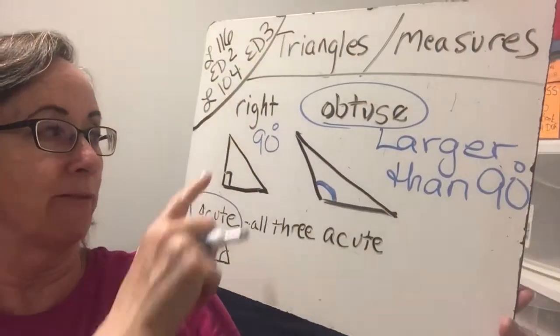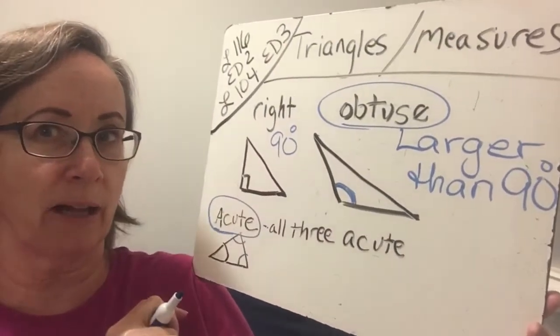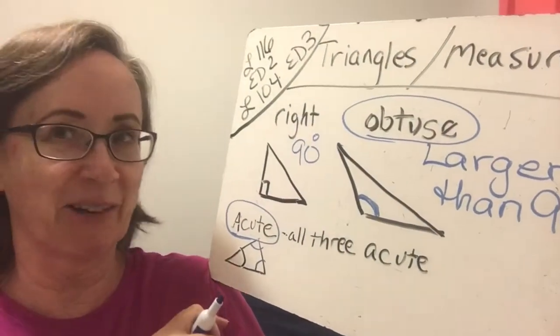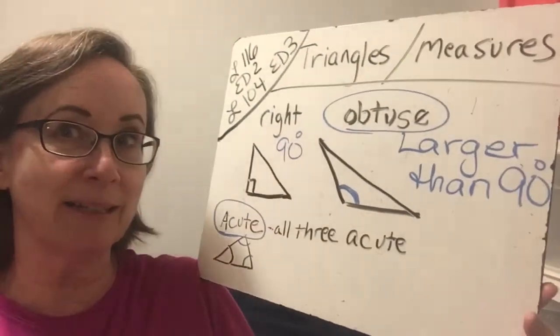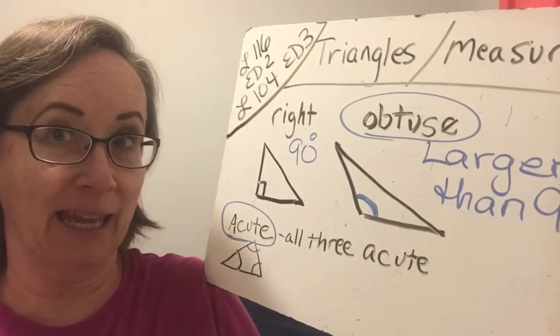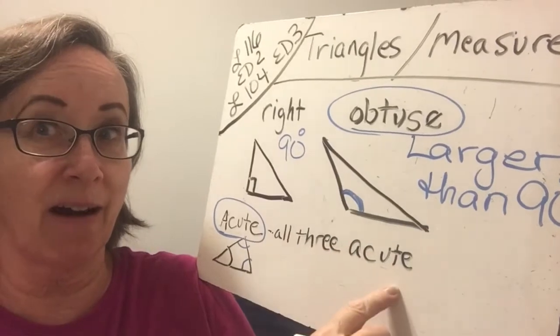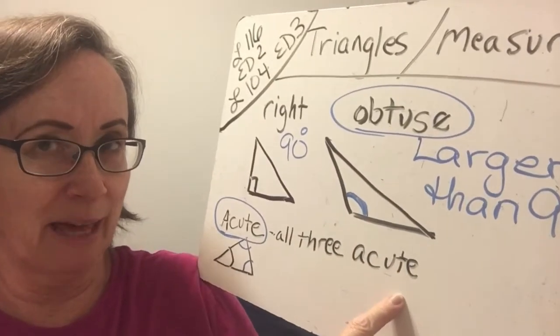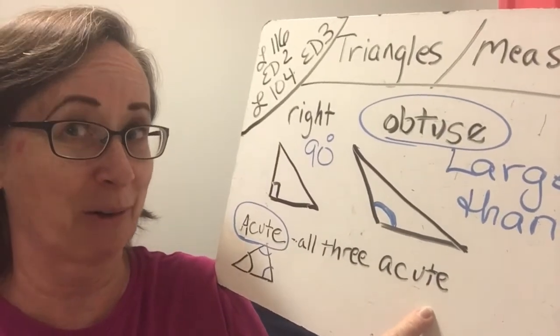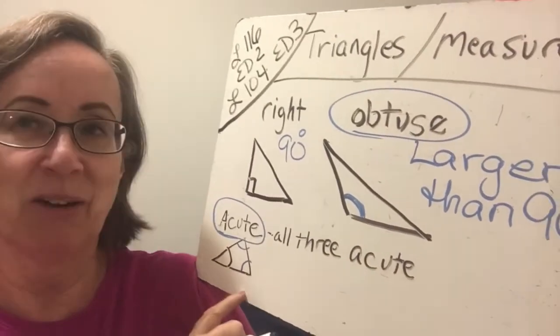triangle. So if one angle is right, we call it a right triangle. If one angle is obtuse, we call it an obtuse triangle. And if all three are acute, that means none of them are right or obtuse, then we call it an acute triangle. So those are basic categories of triangles.